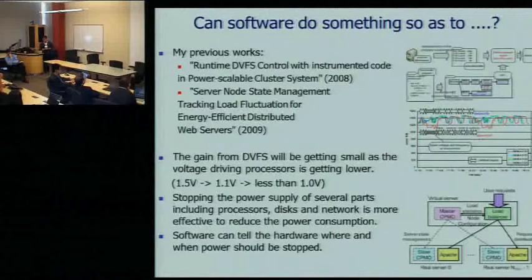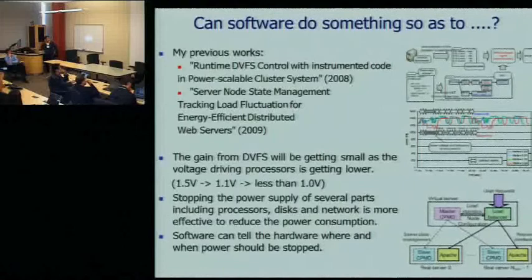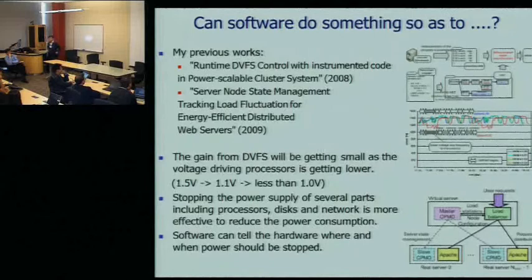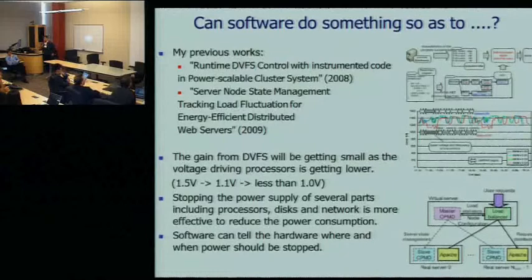Generally speaking, I think the gain of DVFS, controlling the frequency, will get smaller as the voltage driving the processors gets lower. Previously the processor was running at 1.5 volts, but now it is driven at 1.1 volts, and as the voltage of the processor gets lower, we cannot get so much benefit from controlling the voltage.